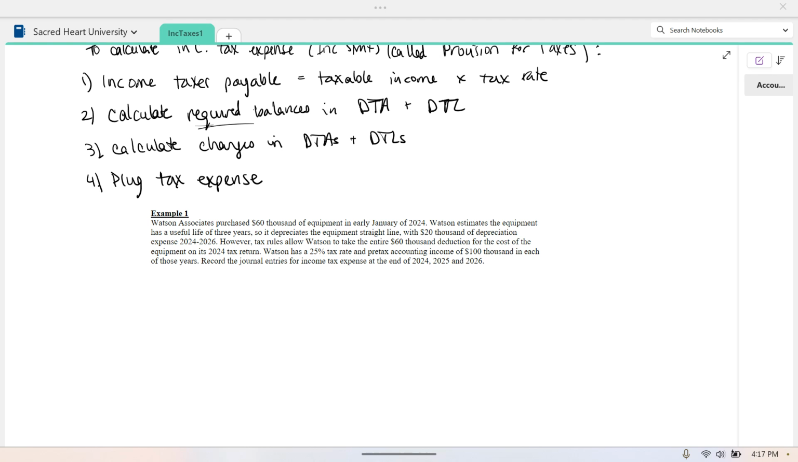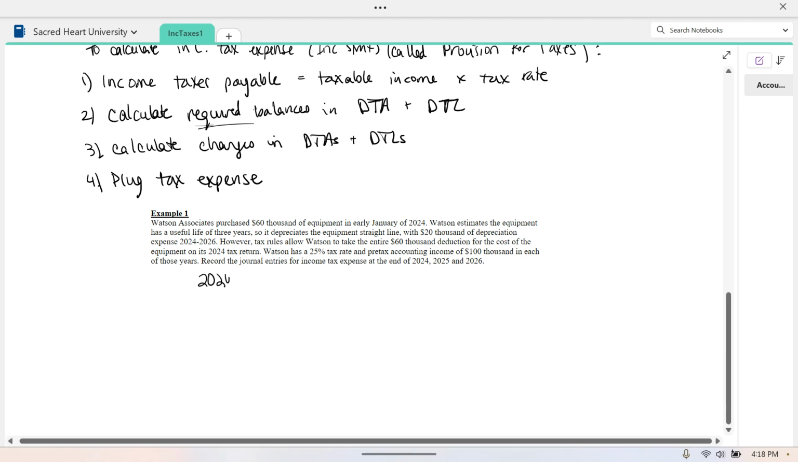However, tax rules allow the company to take the entire $60,000 deduction in year 2024. There'll be no depreciation expense in the next 2 years. The company has a 25% tax rate, and pre-tax accounting income of $100,000 in each year. What we want to do is get to the journal entries for income tax expense at the end of each of the 3 years. So let's set up this example.